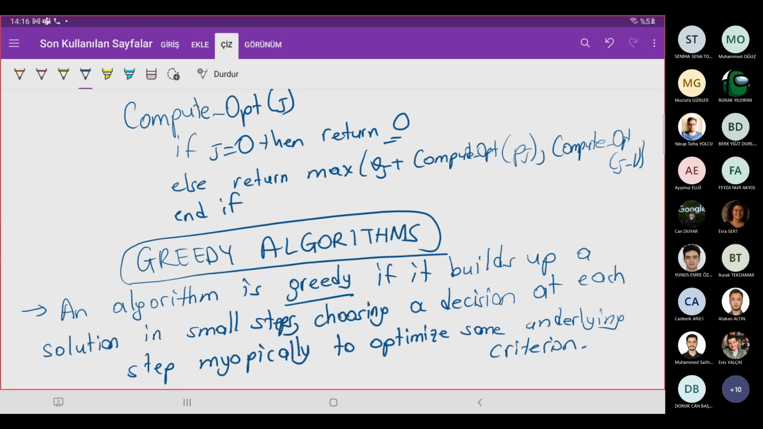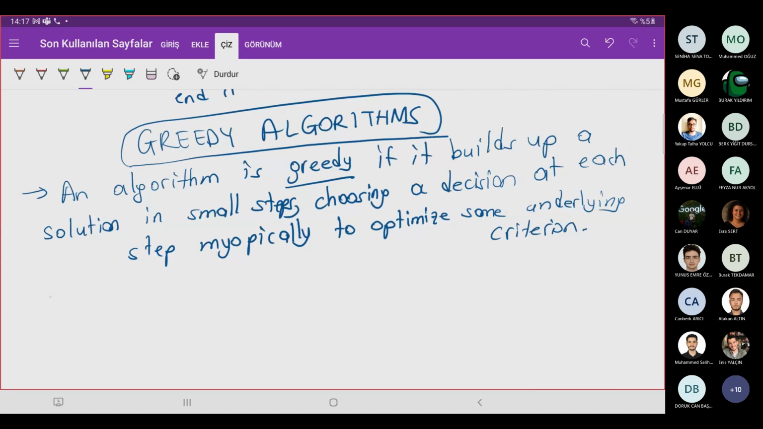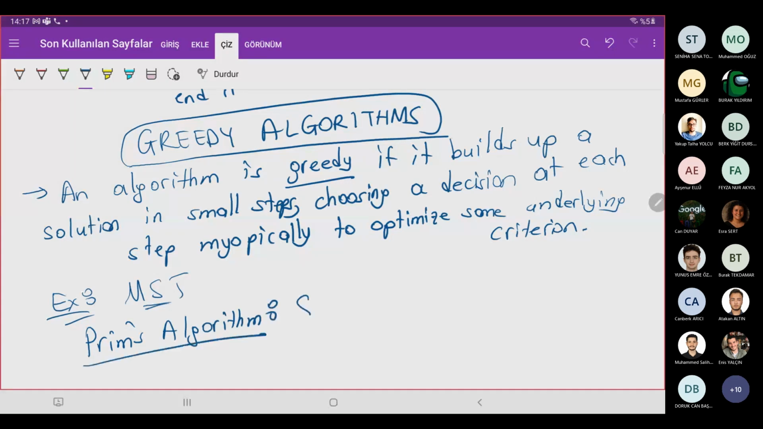So I will talk about the minimum spanning tree and Kruskal's and Prim's algorithms, which are very typical examples of greedy algorithms. Okay, you already know MST from your data structures course. Okay, Prim's algorithm. Just remember it. What does it do? It starts with a root node.